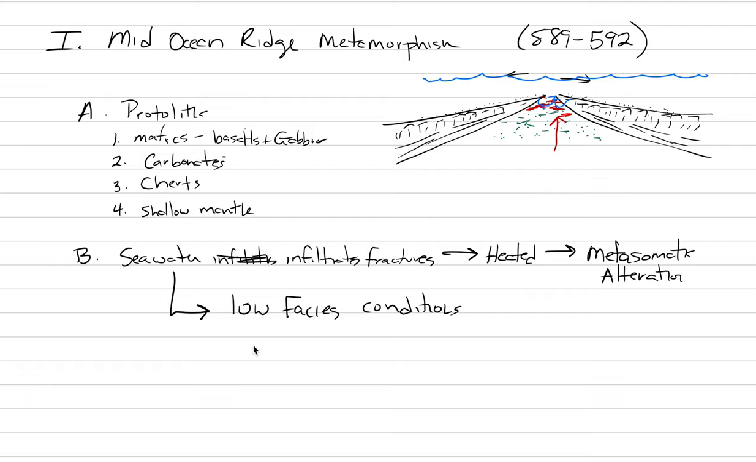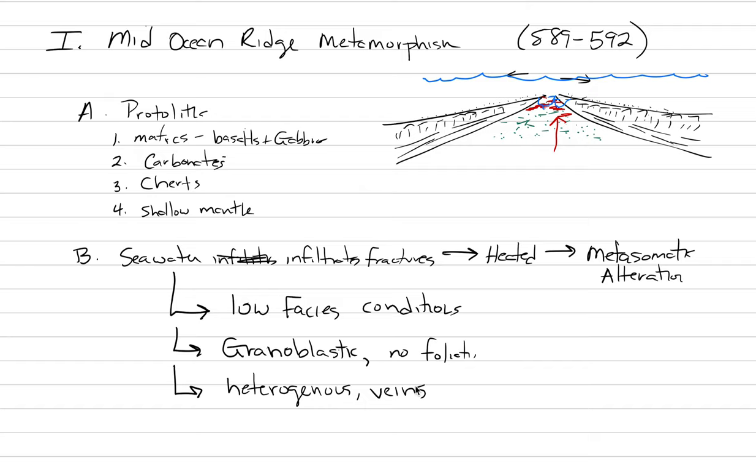The rocks that are produced are granoblastic. Remember, granoblastic means they have an equal granular texture. There's no evidence for high pressure. And why would there be here? This is metasomatic. All right, so there is no foliation that's being produced in these rocks. They tend to have a geographic limitation where they tend to be highly heterogeneous. And it follows veins, because those fractures where the fluids are moving, those are where the alteration primarily occurs.